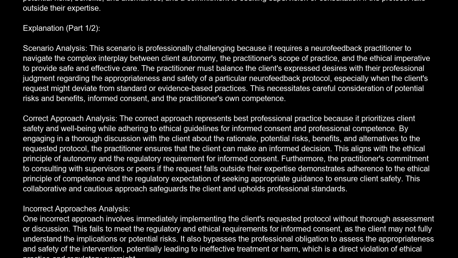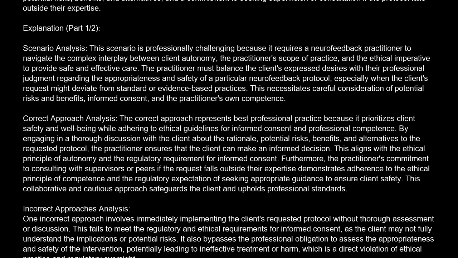Furthermore, the practitioner's commitment to consulting with supervisors or peers if the request falls outside their expertise demonstrates adherence to the ethical principle of competence and the regulatory expectation of seeking appropriate guidance to ensure client safety. This collaborative and cautious approach safeguards the client and upholds professional standards.